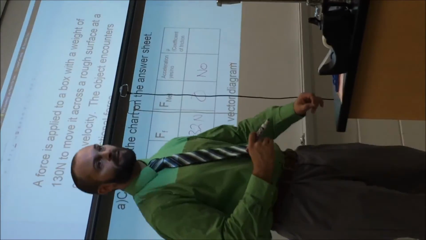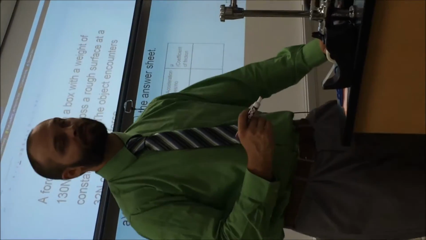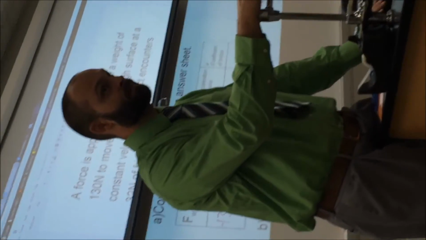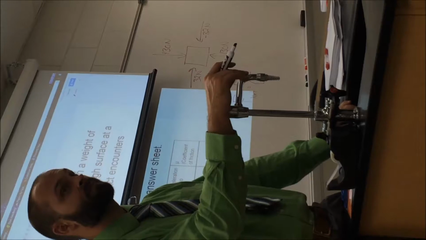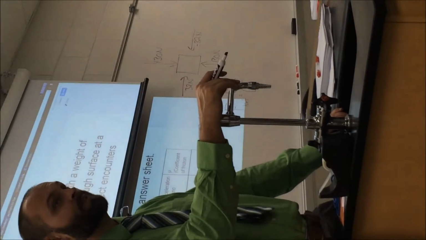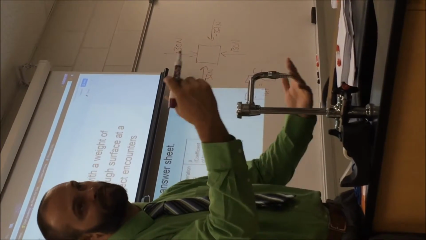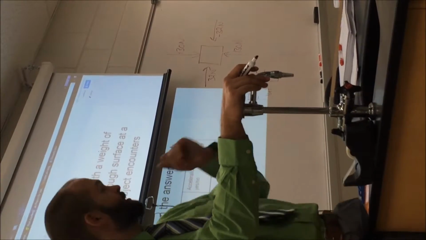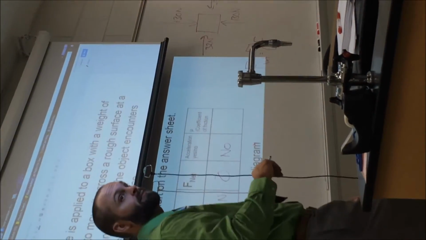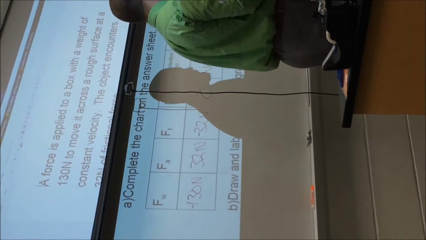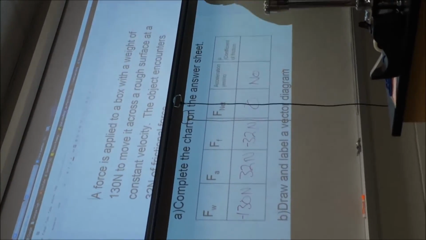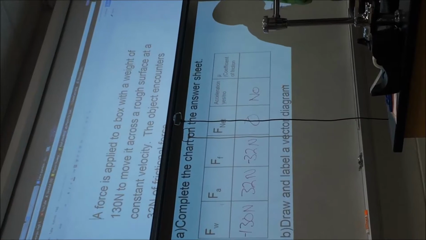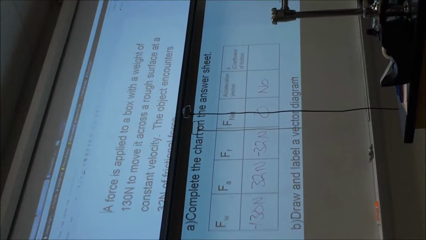I got a question. What if that negative 130 was positive? Where would it go? It would be facing the other way. Positives to the right, negatives to the left. Positives up, negatives down, just like in math. So since friction opposes motion, it's pointing this way. So motion is going negative. Friction should always be negative.